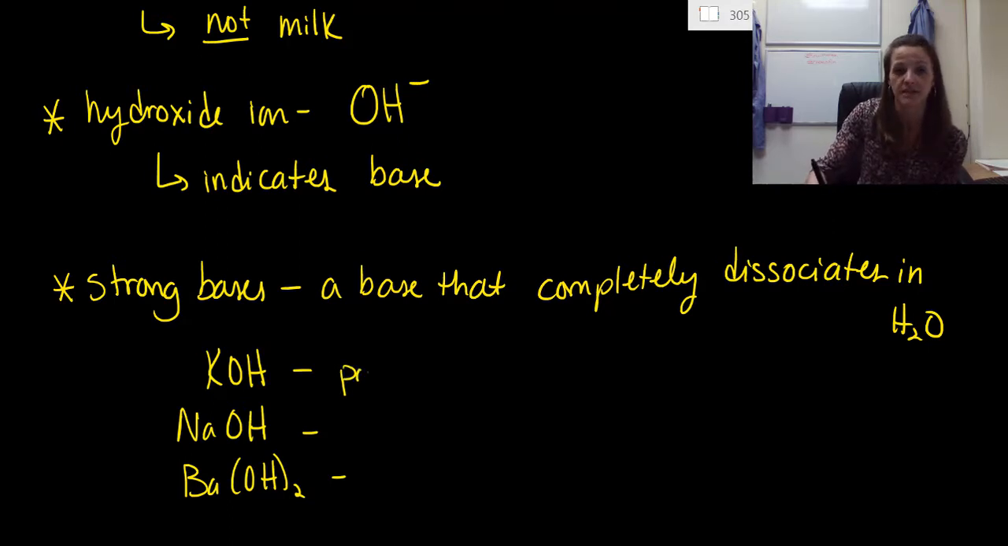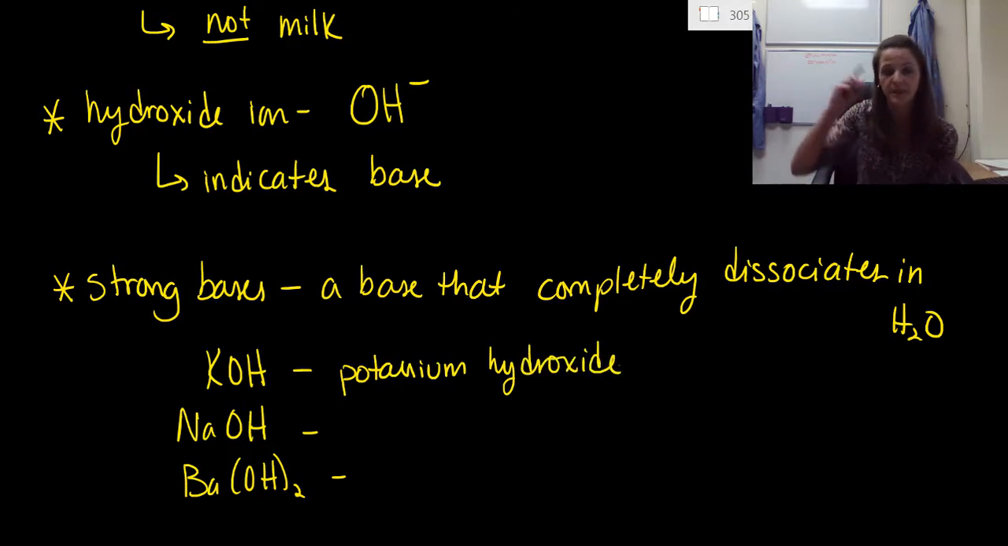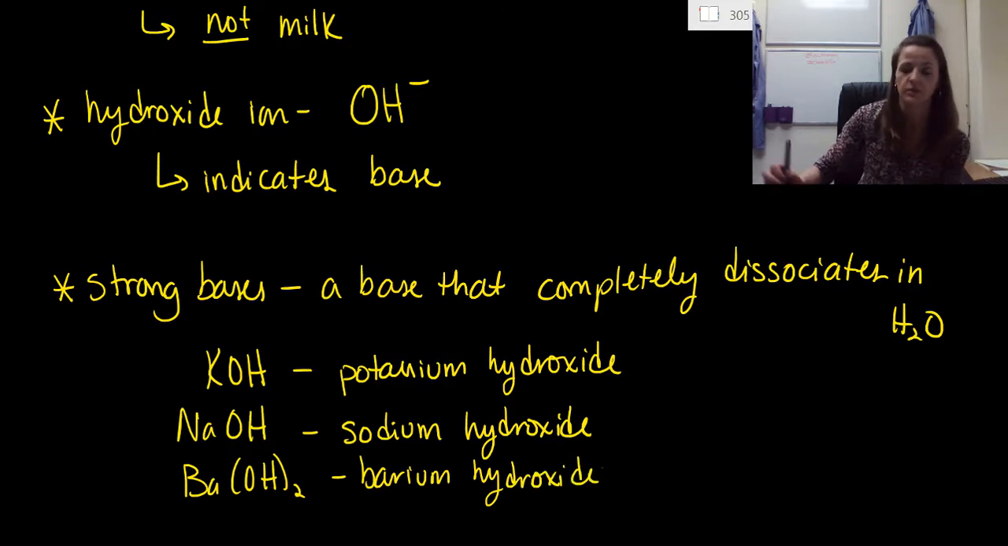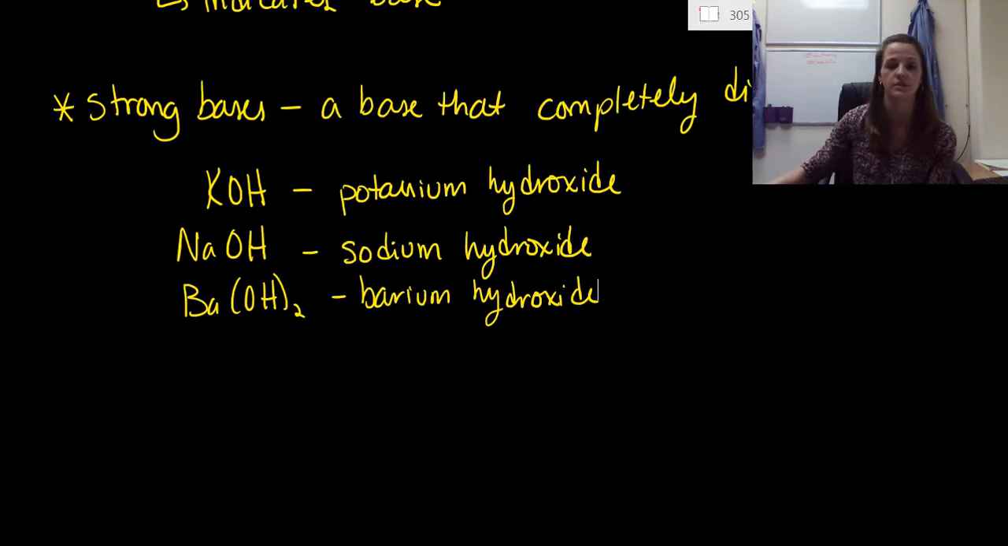So we're going to go through each one individually. The first one is potassium hydroxide. If you ever see potassium hydroxide, I want you to immediately think base, base, base. I'm dealing with a base. Then you have sodium hydroxide, or NaOH. Sodium hydroxide is very common. And then the last one is barium hydroxide. These three, I expect you to know, are strong bases. They're fully going to dissociate in water. So let's go through each one of them.